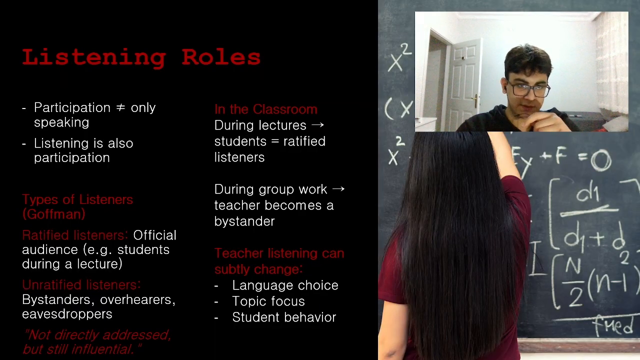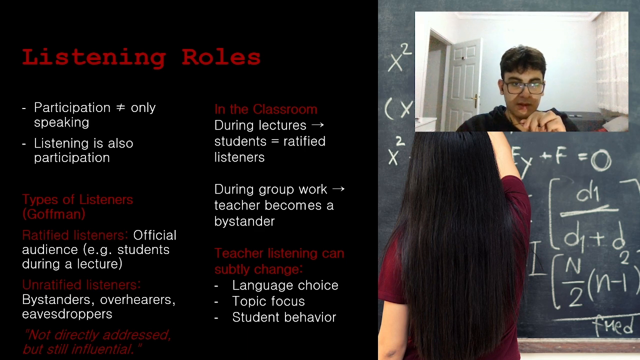Next, we have listening roles. According to this, participation isn't only speaking, and listening is also participation. There are types of listeners according to Goffman from also the MOOC. There are ratified listeners, which are the official audience, for example, the students during a lecture in a classroom. And there are unratified listeners, like bystanders, overhearers, or eavesdroppers. They are not directly addressed, but they're still influential because listening, like I said, is also part of the participation in a classroom.